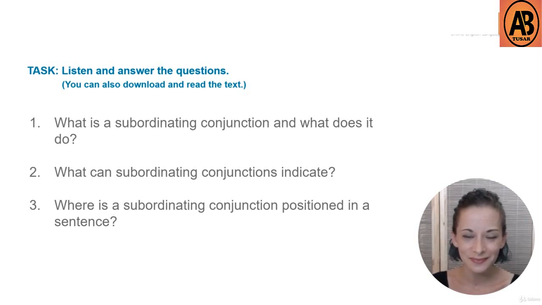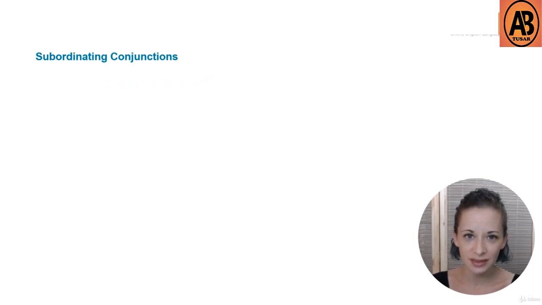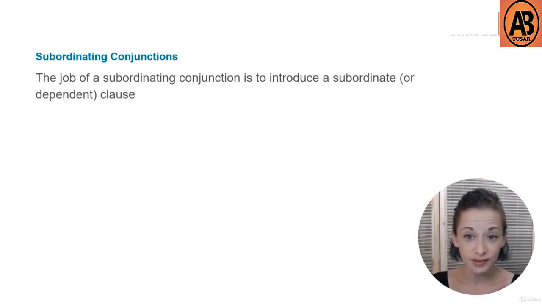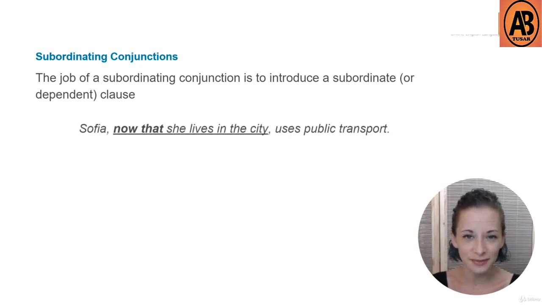How did you do? So the job of a subordinating conjunction is to introduce a subordinate or dependent clause. Here's an example. The subordinate clause and conjunction are both underlined. Sophia, now that she lives in the city, uses public transport. Now that is the subordinating conjunction. It introduces the clause she lives in the city.